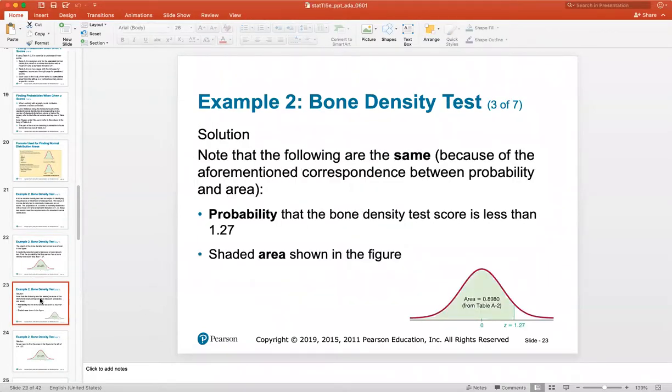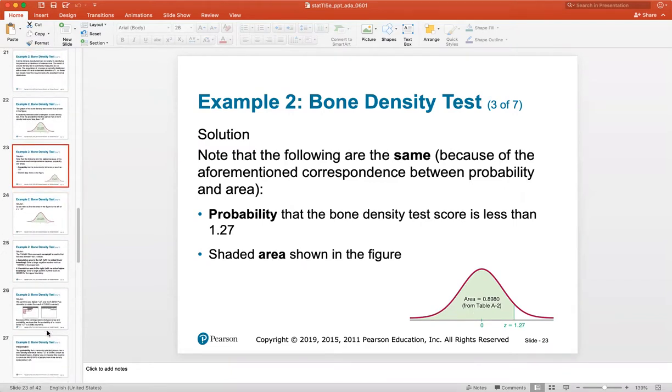So we figured out, right? Note the following are the same because of the correspondence between probability and the area. The probability that the bone density test score is less than -1.27 is the shaded area shown in the figure, and then we figured that out, right?